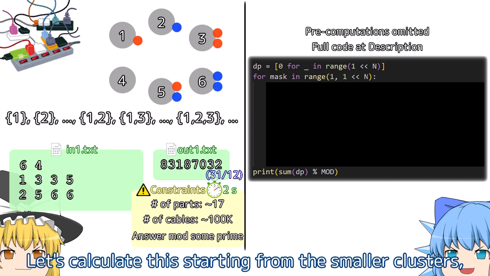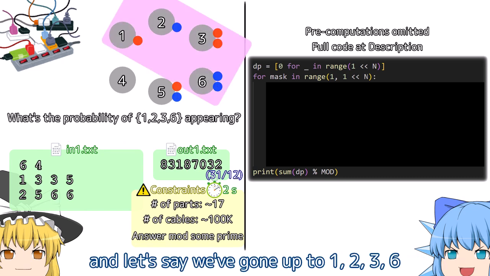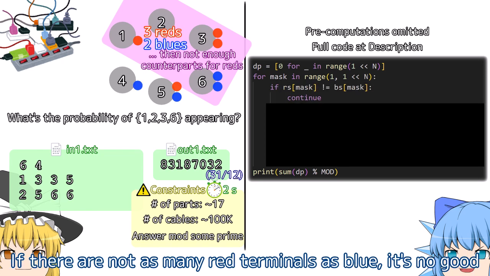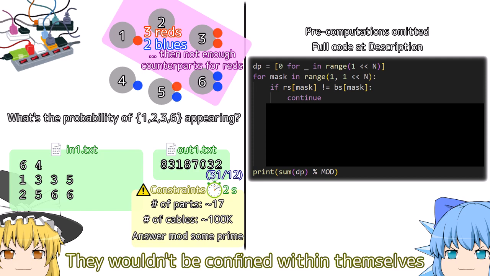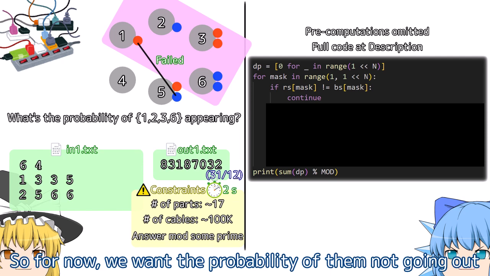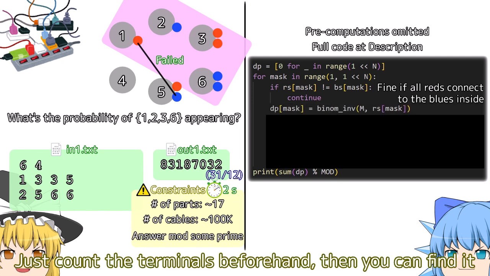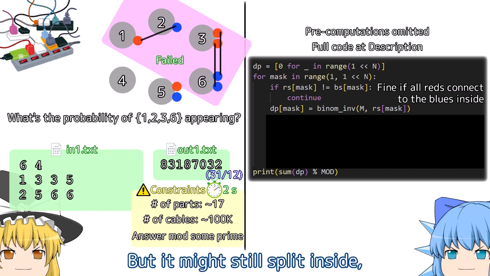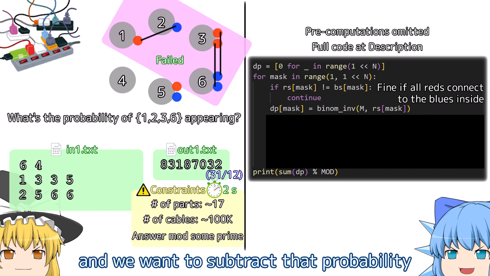Let's start calculating this from the smaller clusters. And let's say we've gone up to 1, 2, 3, 6. If there are not as many red terminals as blue, it's no good. They wouldn't be confined within themselves. Even if there are, they could still connect to the outside. So for now, we want the probability of them not going out. Just count the terminals beforehand, then you can find it. But it might still split inside. And we want to subtract that probability.